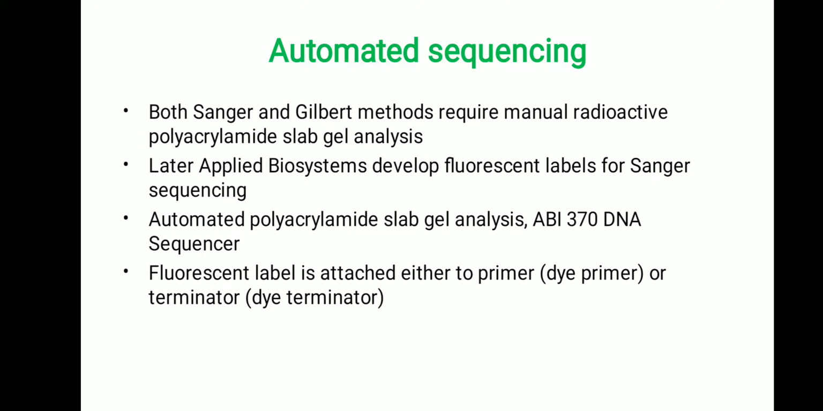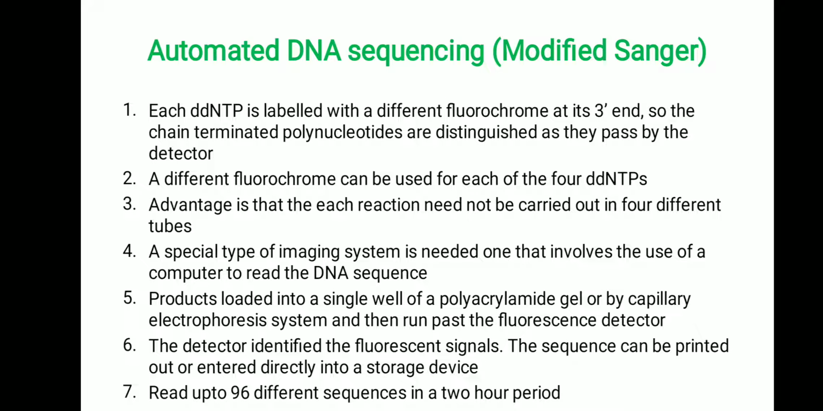That means ddNTPs. In the automated DNA sequencing platform, each dideoxynucleotide triphosphate is labeled with a different fluorochrome at its 3' end. So, the chain-terminated polynucleotides are distinguished as they pass by the detector. A different fluorochrome can be used for each of the 4 ddNTPs. The key advantage is that each reaction need not be carried out in 4 different tubes.